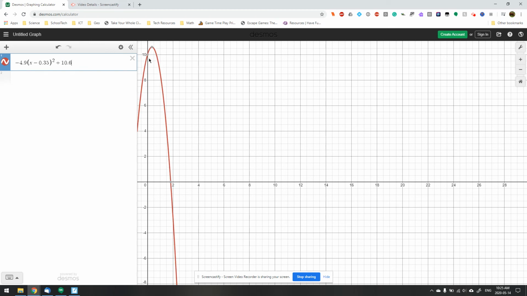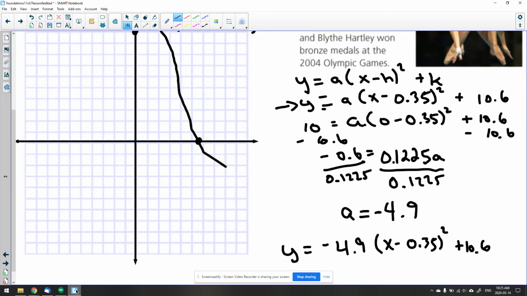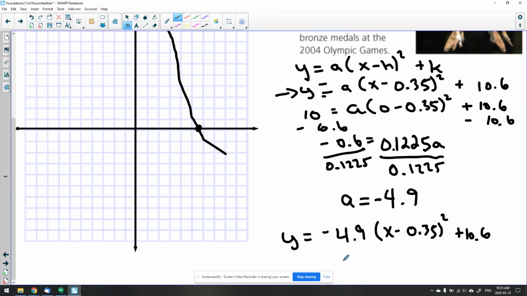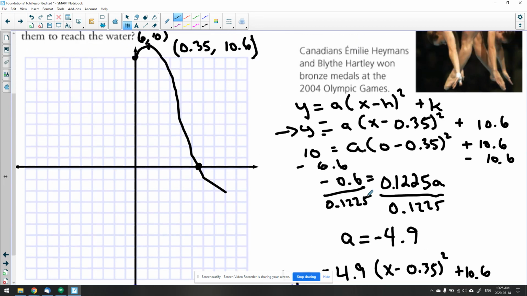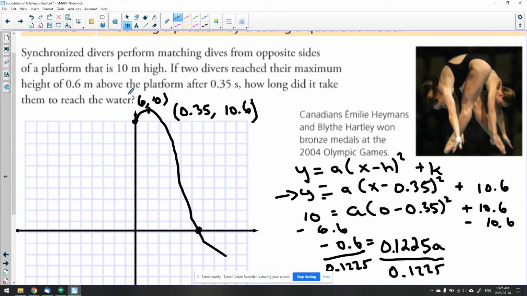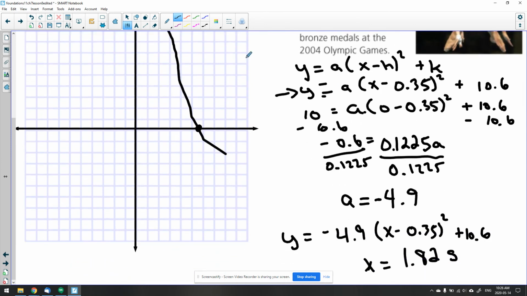So when we look at the points on the graph, we have our (0, 10). We have (0.35, 10.6) as our maximum. So when do they hit the water? 1.821 seconds after takeoff. So x equals 1.82 seconds. So after 1.82 seconds, the divers will hit the water.